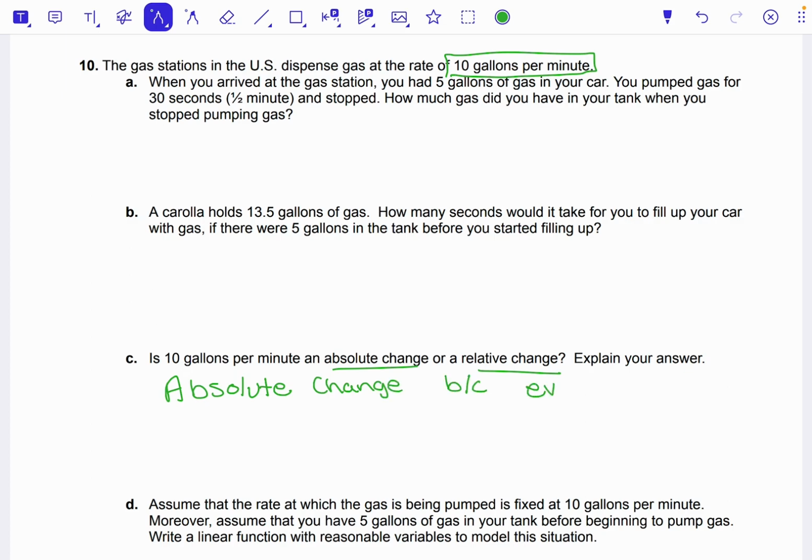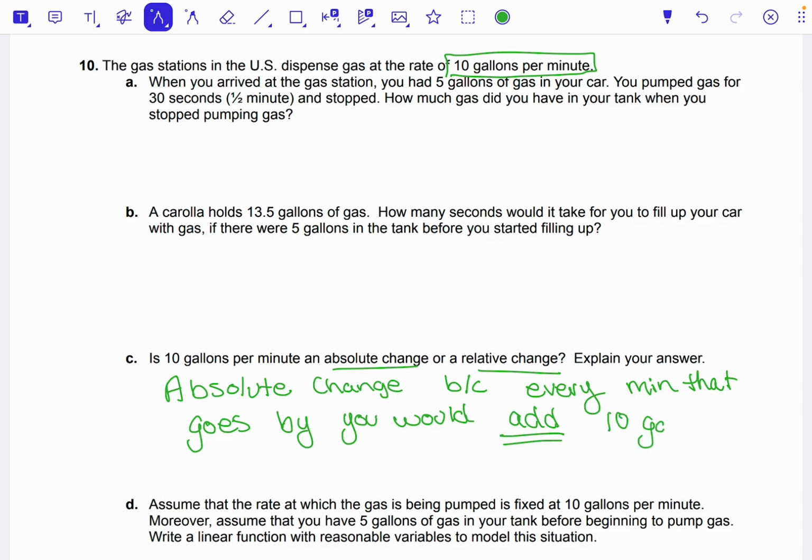because every minute that goes by, you would add 10 gallons of gas to your car. And that's what makes it an absolute change, having that additive relationship.